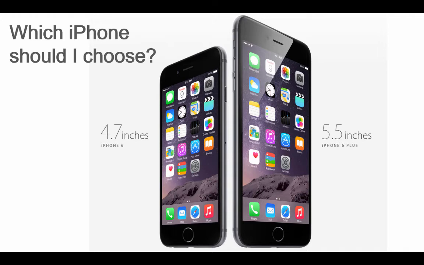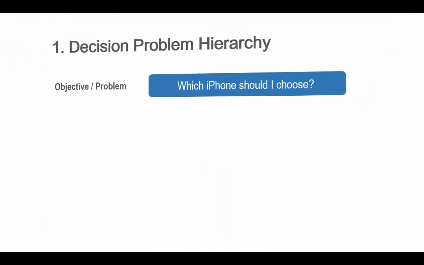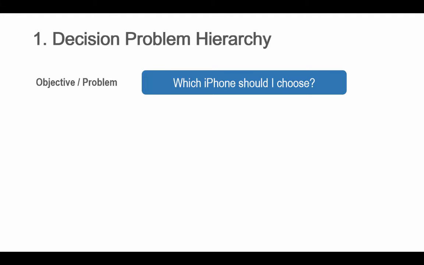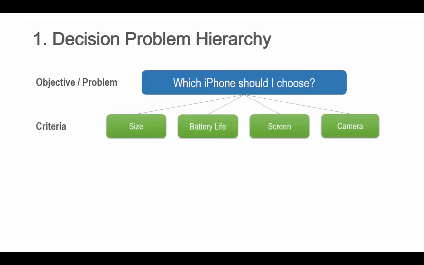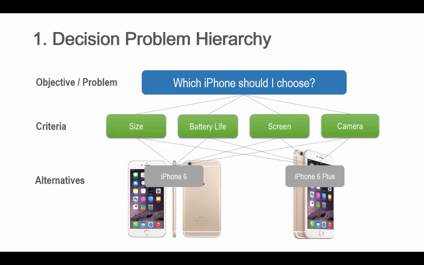First, I need to construct the decision problem hierarchy, so I place the problem on the top. Then, I place the criteria that I will consider for making the decision on the second level of the hierarchy, and then the two phone alternatives on the third level of the hierarchy. This hierarchy shows that I have to evaluate each phone under each criteria.